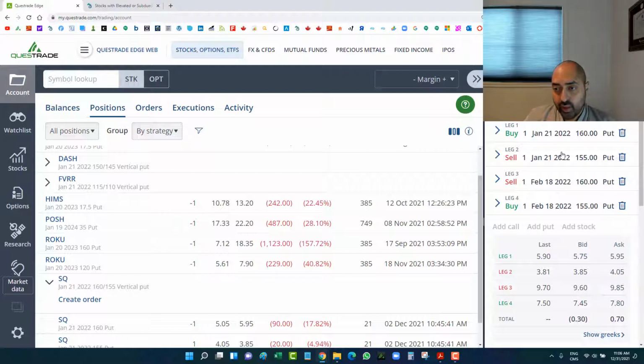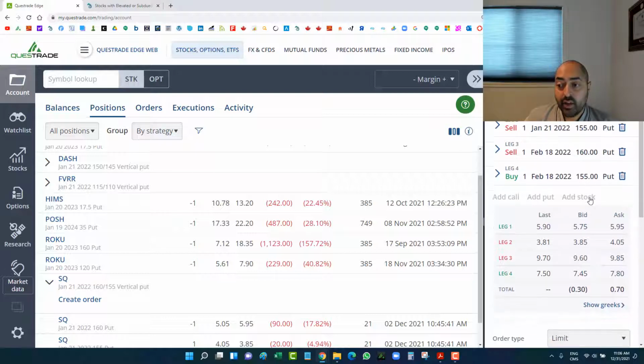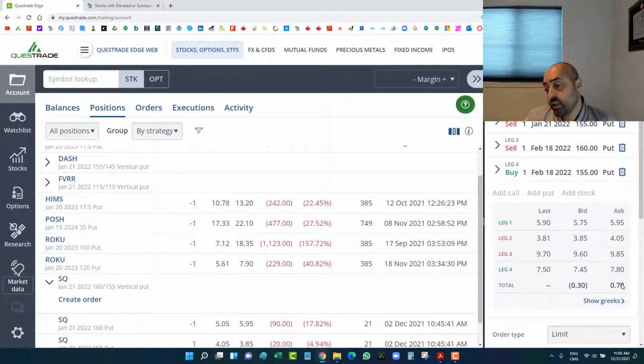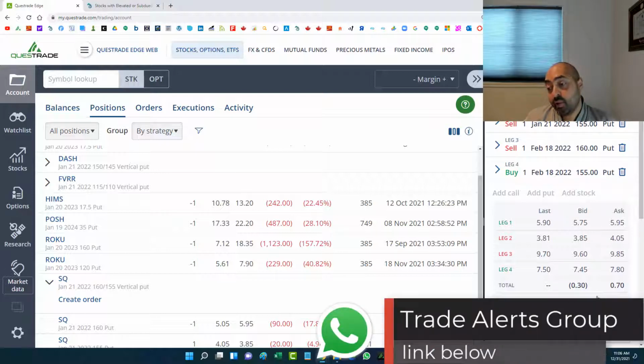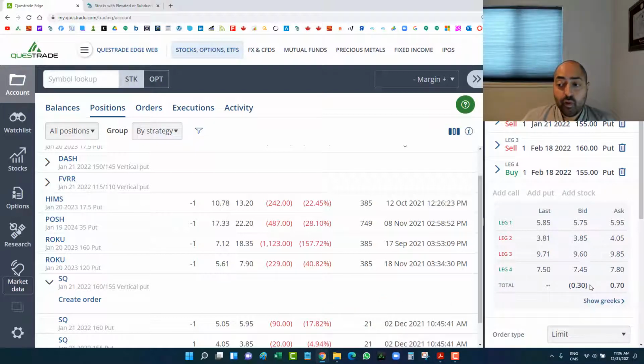So I'm closing what I initially have. That's why I'm buying the 160, and then I'm selling the 160 because I'm opening a new trade. So I could do it, as you can see here, for a credit of about 20 cents. So I could roll Square for a 20-cent credit, keeping the same strikes, and it gives me more time for the trade to be a winner, or more time for the trade to come back up, if it is coming back up, though.